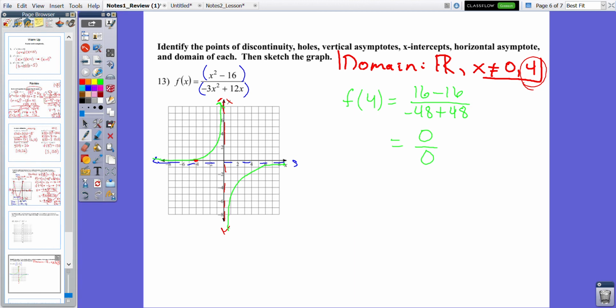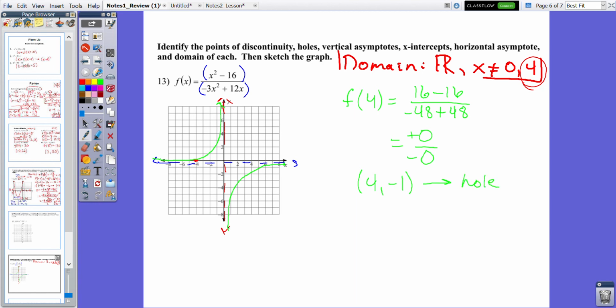But we can kind of assume something about this number. We do know that the leading coefficient on the numerator is positive, and the leading coefficient on the denominator is negative. So we can technically assume that this is a positive 0 and a negative 0. A positive divided by a negative, and a number divided by itself is technically 1. That means that the point 4, negative 1 is a hole in the graph.